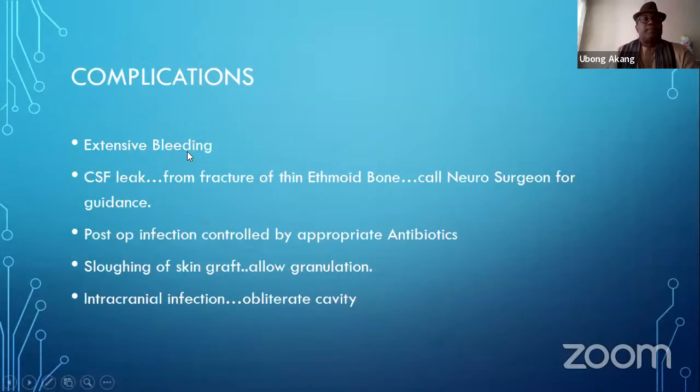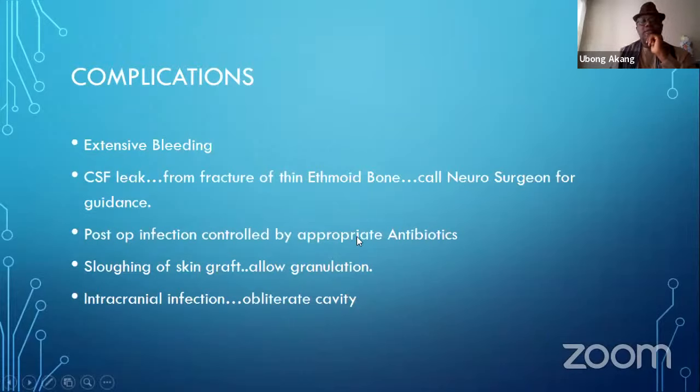Extensive bleeding can take place. CSF leak: well, we did one with my professor, Professor Usha, in Arabic, and we ran into the Edmond. The thing was scattered. It was just leaking. She had to call the neurosurgeon, and we were guided.